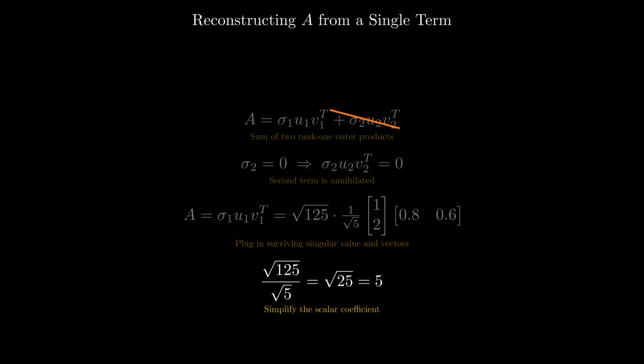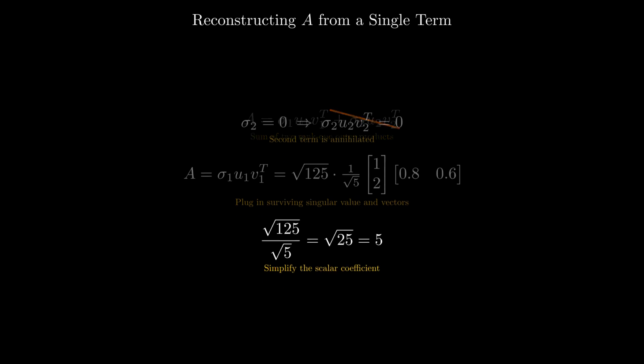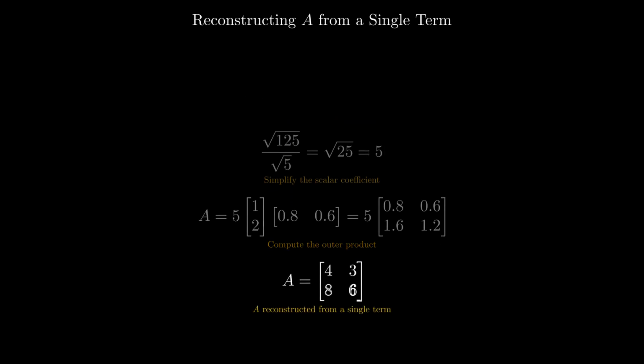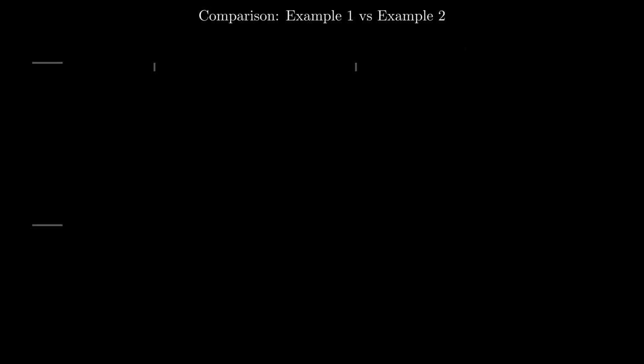Now the square root of 125 divided by the square root of 5 equals the square root of 25, which is 5. 5 times the outer product of 1, 2 with 0.8, 0.6 gives rows 4, 3, and 8, 6. Exactly A. The vectors V2 and U2 are real and also normal, but they get multiplied by 0, so they contribute nothing to A.